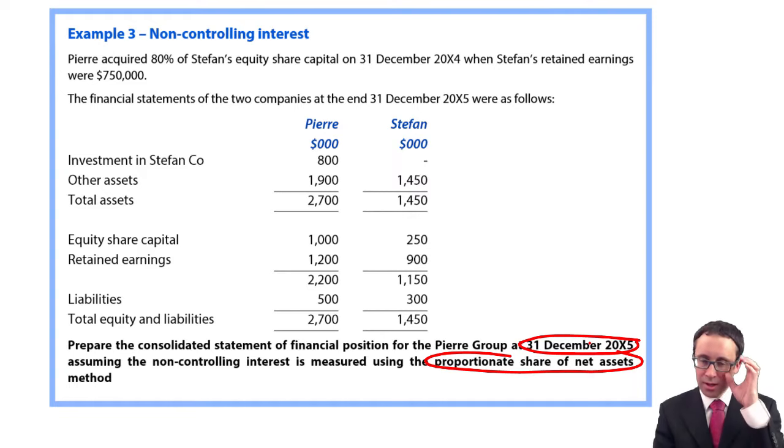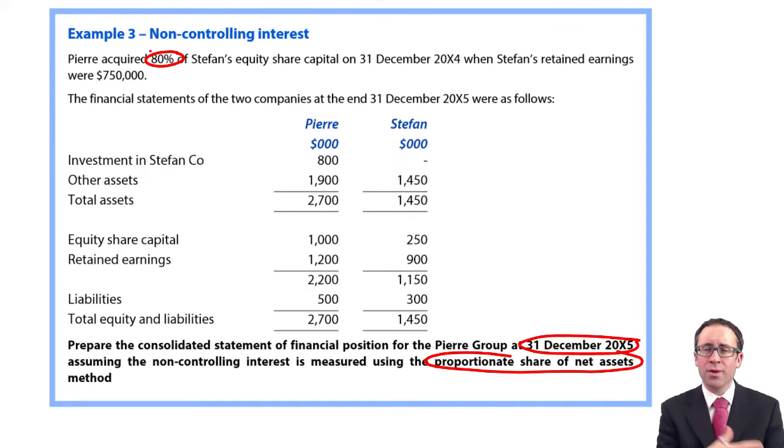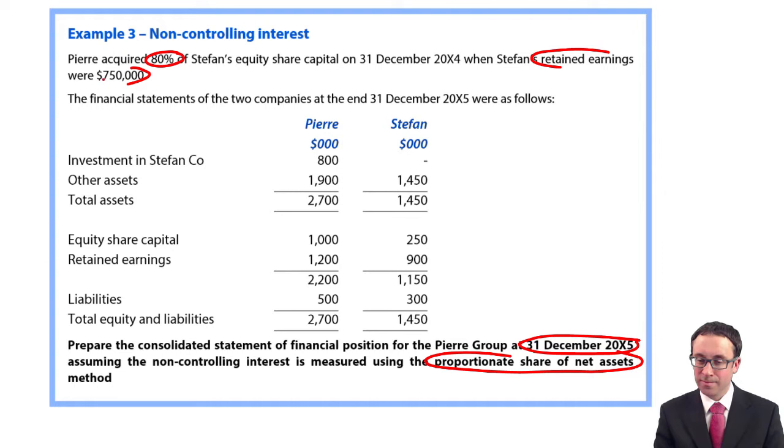So what have we got? It says Pierre acquired 80% of the equity share capital. So we have control. We own 80. The NCI own 20. And we're told that that took place on the 31st of December X4, when the retained earnings at that acquisition date was $750,000. You're told there about the financial statements.